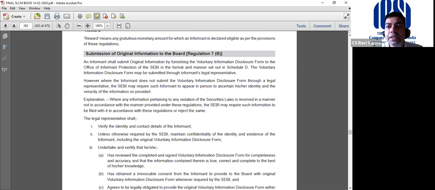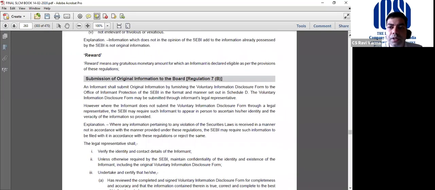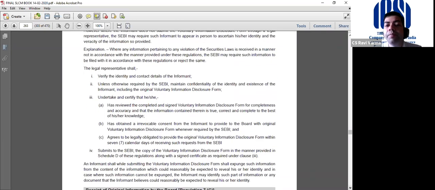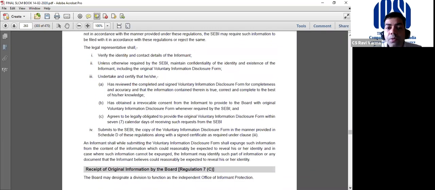Now the next question comes: after getting this information, will SEBI make it public? Again, it is up to SEBI to make it public or not. SEBI may choose to make it public, SEBI may choose not. But if it is required by any legal pursuit, then it will be made public. And you also have a right to give the information to SEBI through a legal representative.